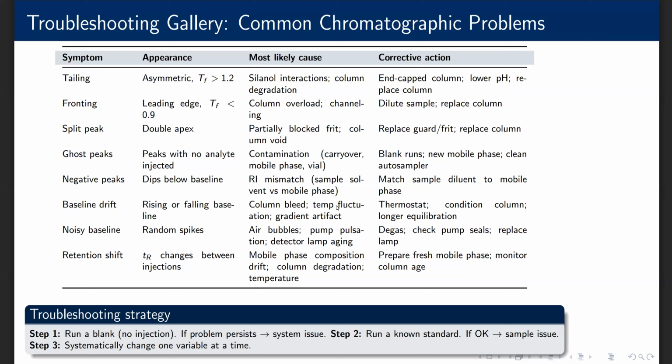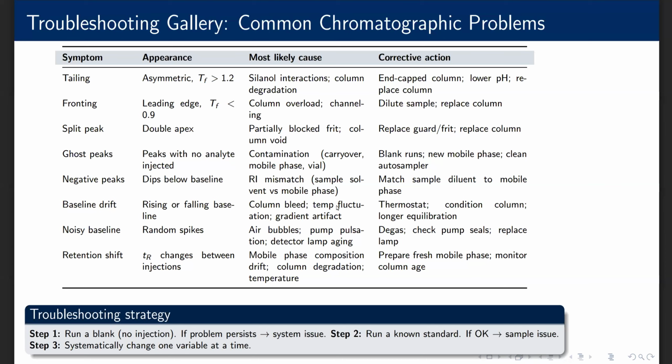Common pitfalls. Ghost peaks often come from contaminated mobile phase or carryover in the autosampler. Negative peaks are almost always caused by refractive index mismatch when using an RI detector, or when the sample solvent has different UV absorbance than the mobile phase. Retention time drift usually indicates the mobile phase composition is changing, either through evaporation or through gradual degradation.